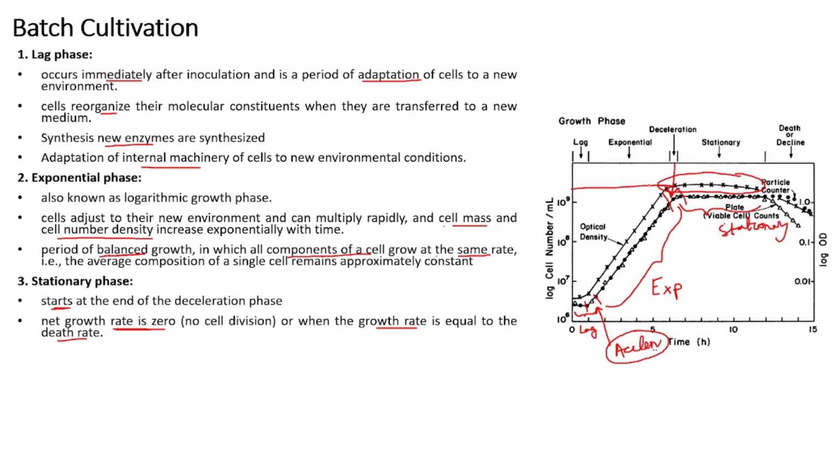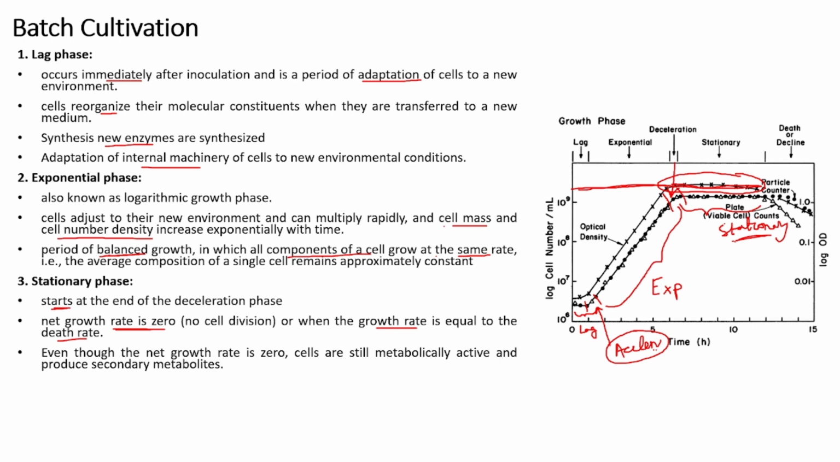Almost here with time, as you can see, it is really constant, nearly constant. So this is called as the stationary phase. Why? Because here, as you can see, the growth rate is constant, because number of cells that are forming is equal to the number of cells that are dying. And even though the net growth is 0, this is very important, cells are still metabolically active and produce secondary metabolites. So the net growth is 0 during the stationary phase, but that doesn't mean that the cells are not metabolically active, or that doesn't mean that the cell number is 0.